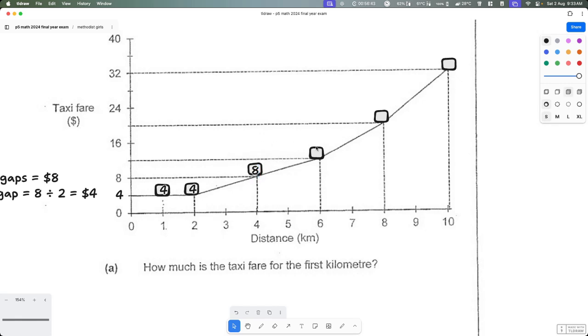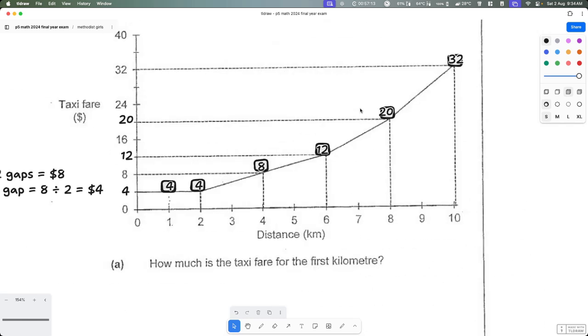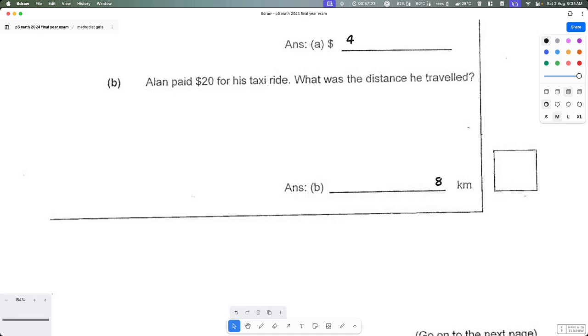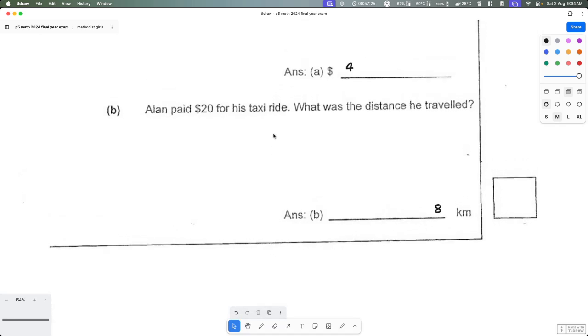Is it 8? And then for 6, 4 plus 8 is 12. All right, so this is 12. Okay, then for 8 over here, what is 8? 8 is 16 plus 4, 20. So that means this is 20. All right, and then last one at 10 kilometers, this is 32. Okay, so that means Alan paid $20 for his taxi fare is number 8. So this is 8 kilometers. Okay, I'm gonna make this big. All right, so yeah, there we go. So 25B answer is 8 kilometers.